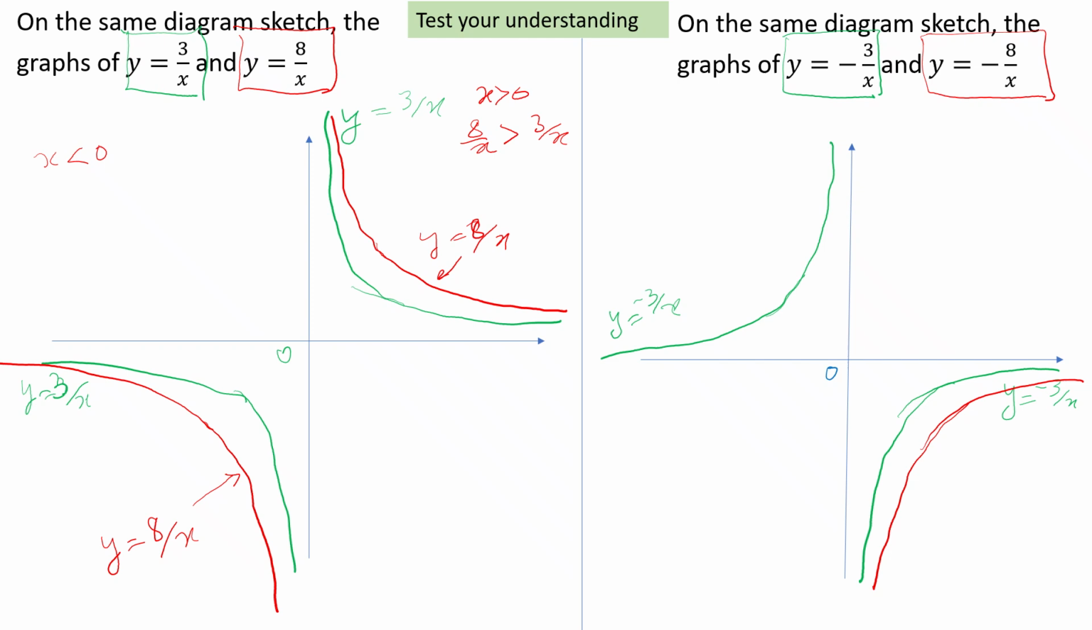When x is negative, the graph is going this way. The y value is bigger and positive, bigger value and positive value. This one is y equals negative 8 over x.